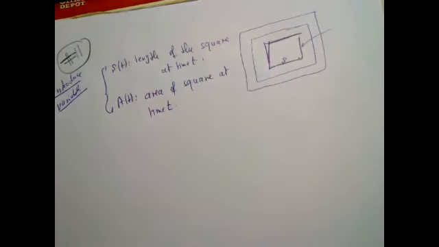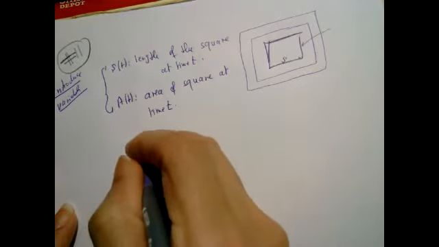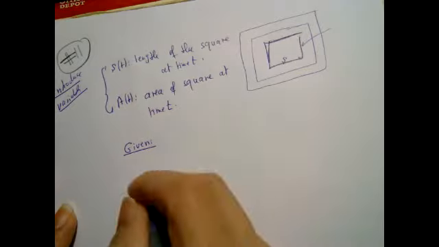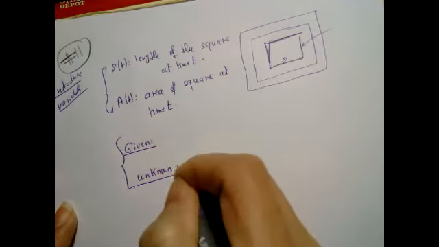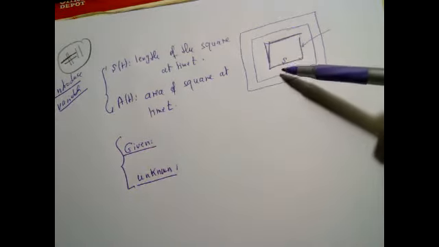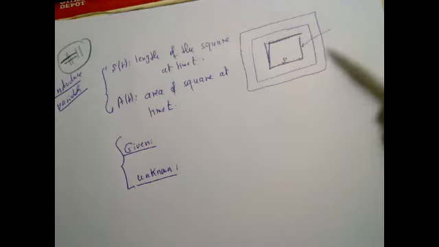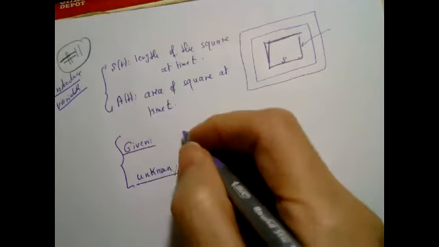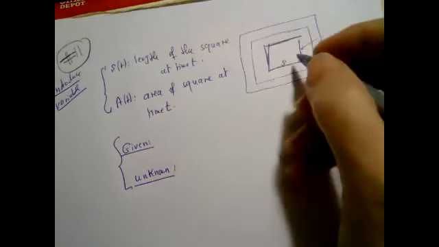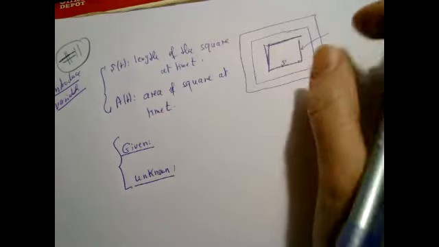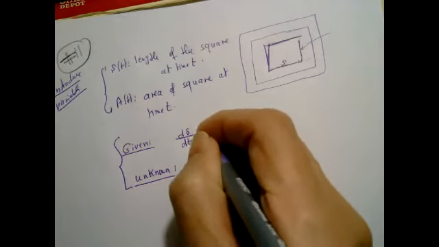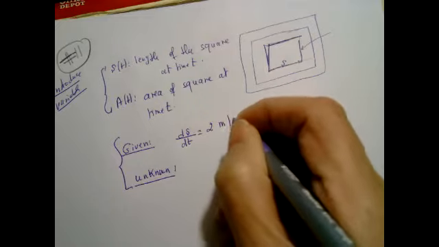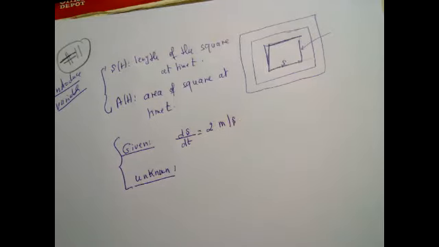Okay. Now, what do we have? What's given to us? And what's the unknown in this problem? They are telling me that the side is increasing, and it's increasing at a rate of 2 meters per second. So this side, every second, it increases by 2 meters. It means the derivative of S with respect to time is 2 meters per second. So that's the unit of the derivative.